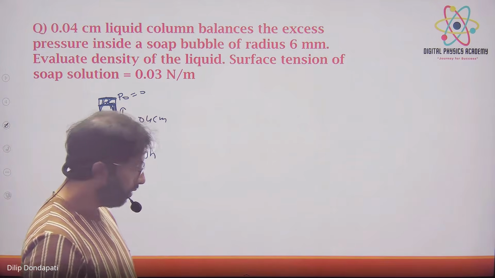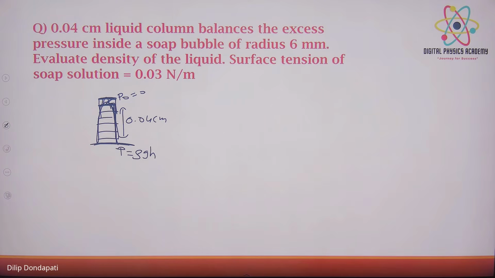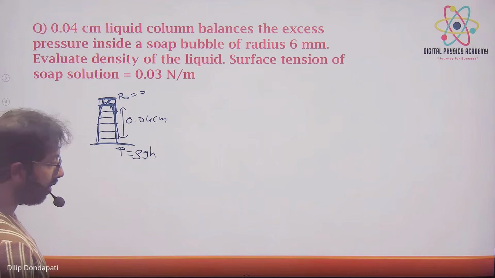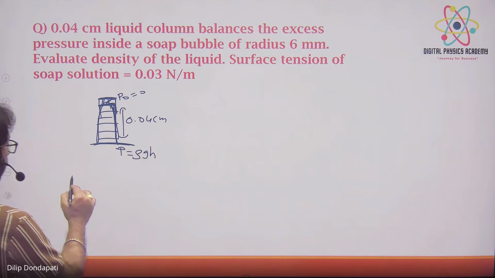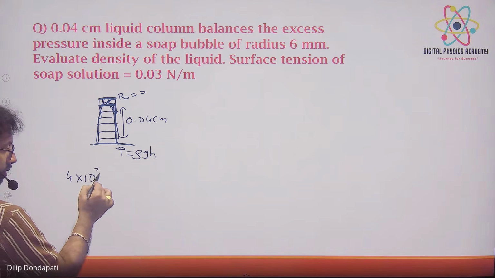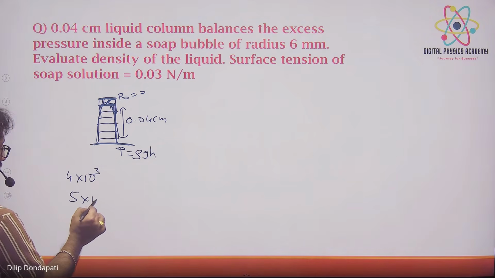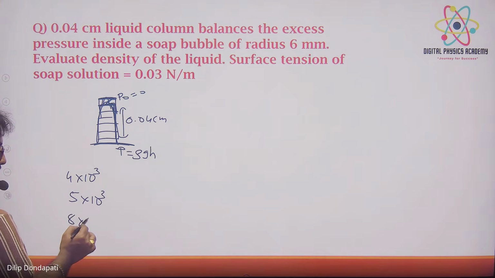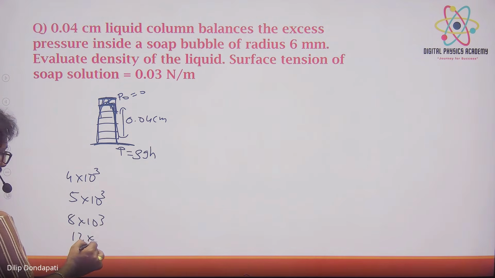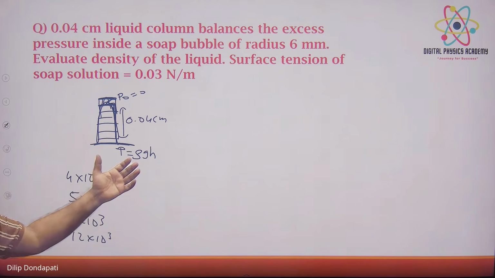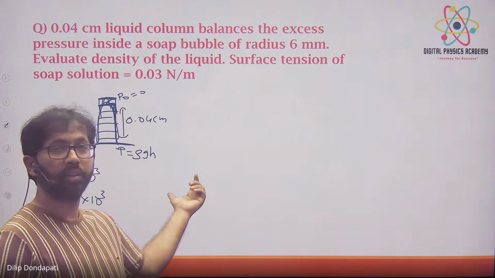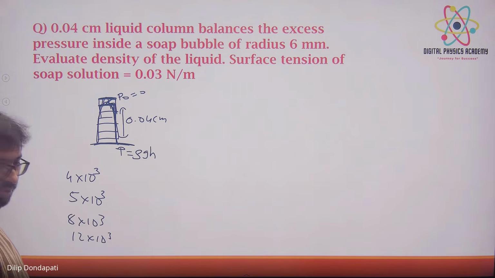One second. Do you want the answer in gram per centimeter cube or kilogram per meter cube? Kilogram per meter cube. Okay. This pressure is balancing the excess pressure of the soap bubble. Equate and get the answer. Try.